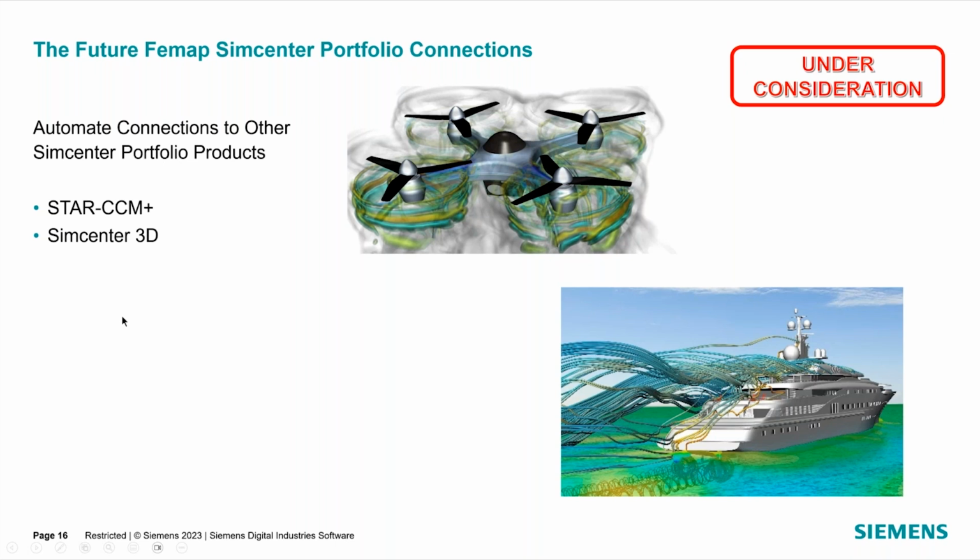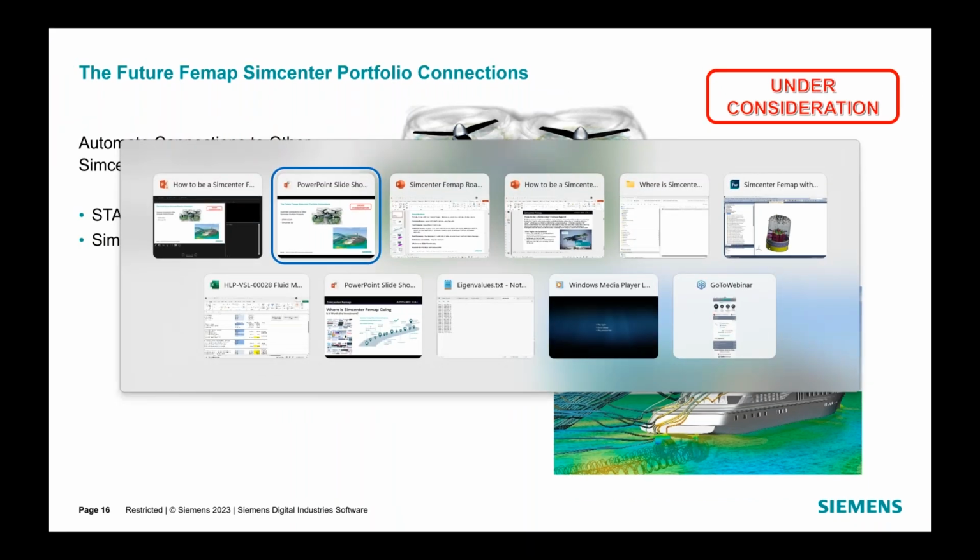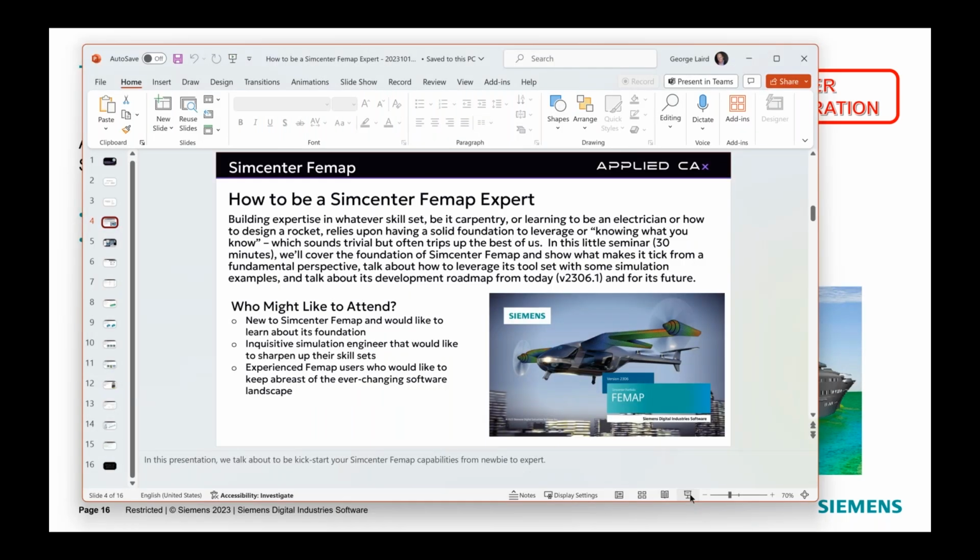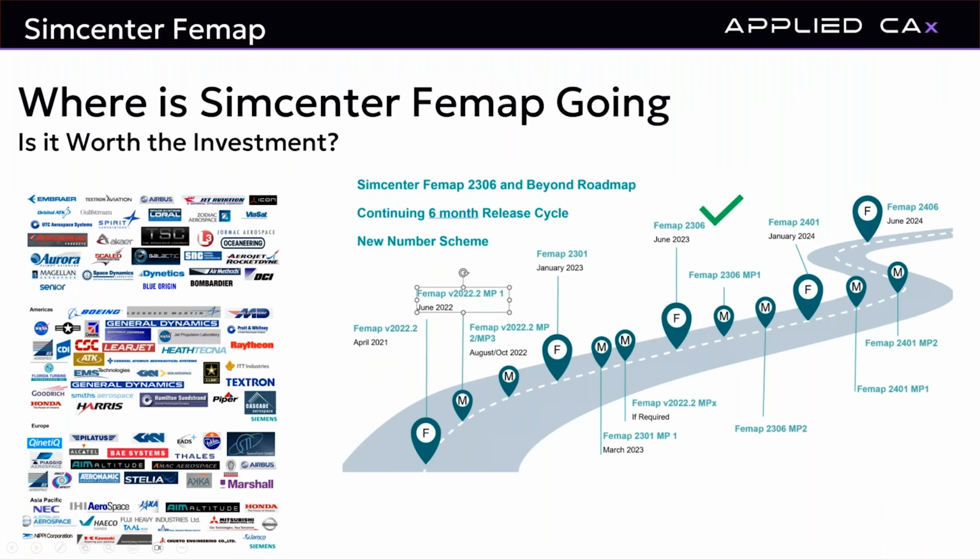Automate connections to other Simcenter products. Good luck with that. Actually, currently the connection from Femap to Star is awesome. I should say a Nastran deck. It really, really works well. Done it lots of times.